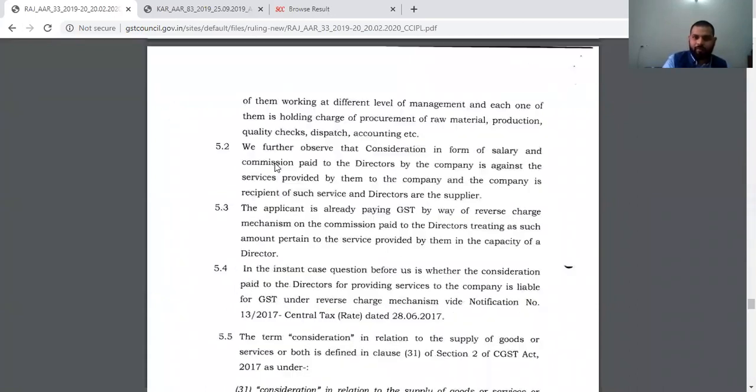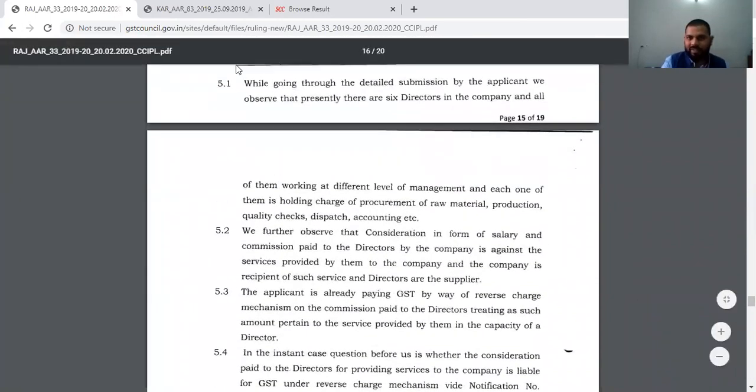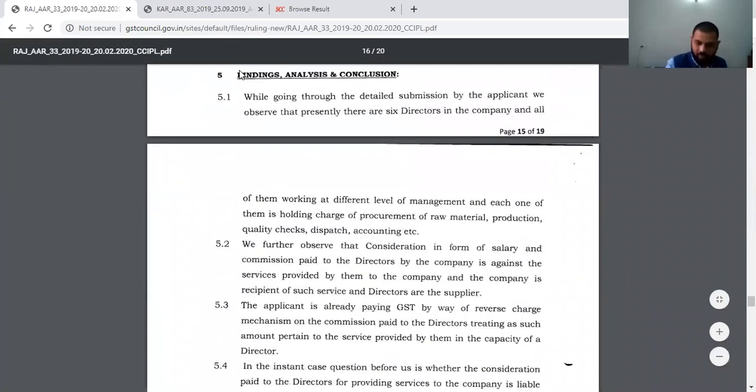At para 5. Yeah. These are the findings, analysis, and conclusion of the AAR. The AAR held, I'm referring to para 5.2, that we further observe... Okay, we'll start with 5.1. While going through the detailed submission by the applicant, we observe that presently there are 6 directors in the company, and all of them are working at different levels of management. Each one of them holds charge of procurement of raw material, production, quality checks, dispatch, accounting, etc.